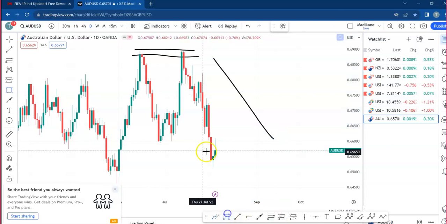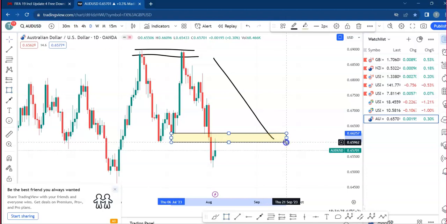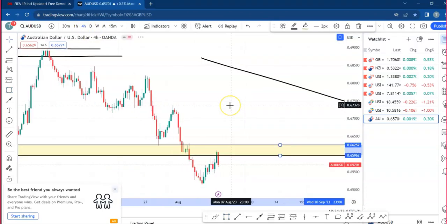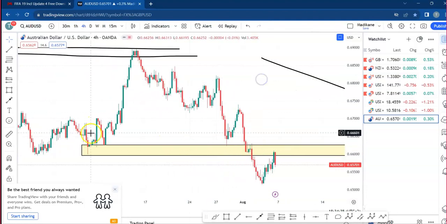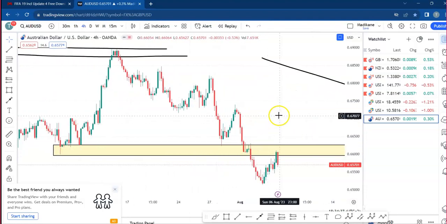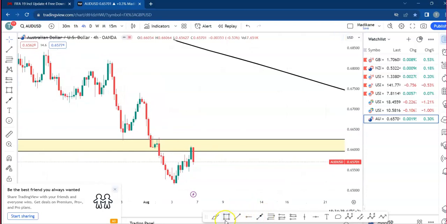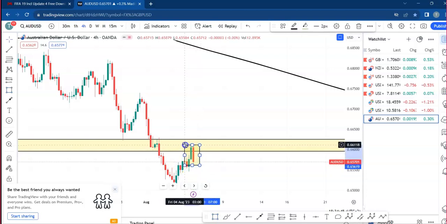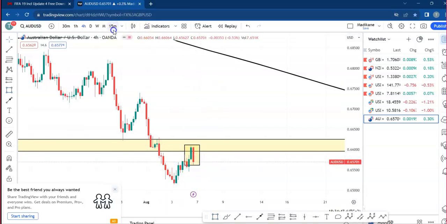So where should we enter for a sell? We wait for a retest of the flip zone, right? Let me go to my 4-hour time frame. Now you can see there is a retest of the flip zone, and what do you see? You see a bearish engulfing candlestick pattern here, right? So you go to your 15 minutes time frame.